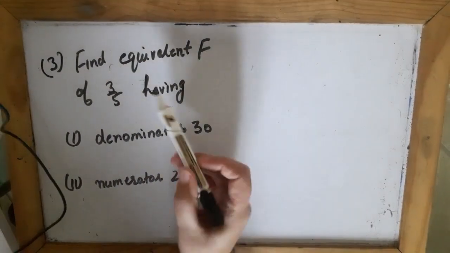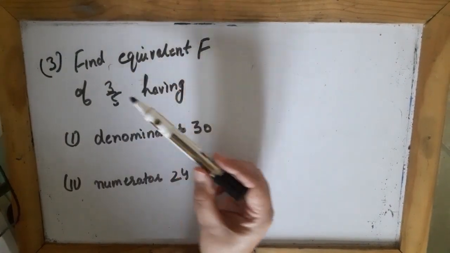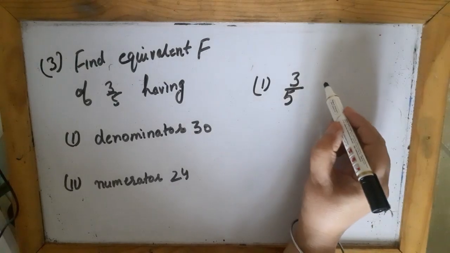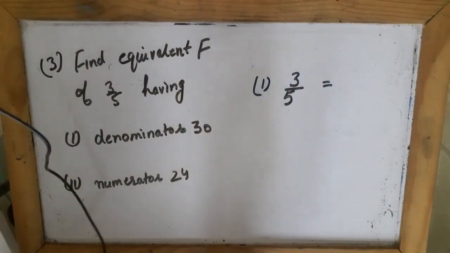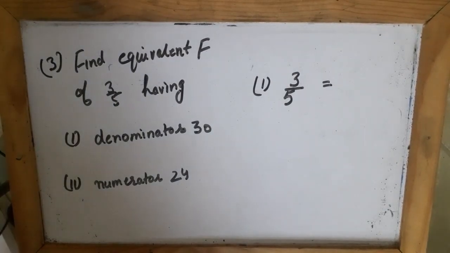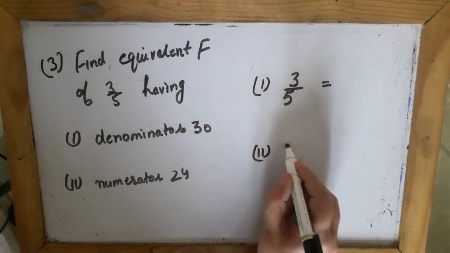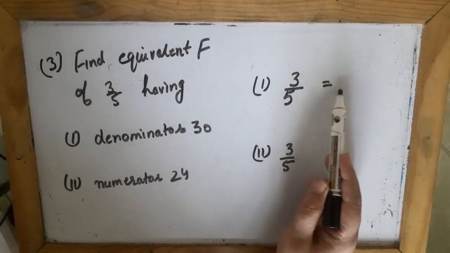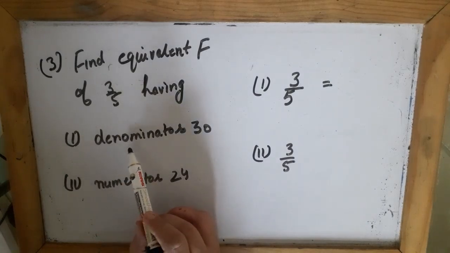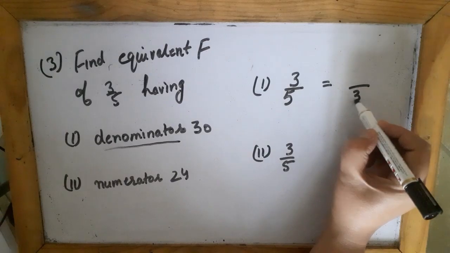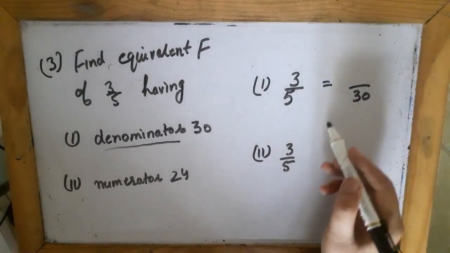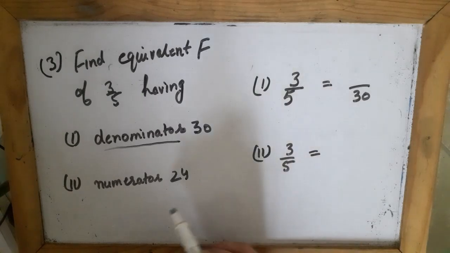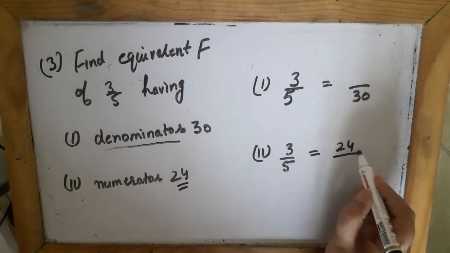Class, now the third question. In the third question they are saying find the equivalent fraction of 3 by 5 having denominator 30. So what are equivalent fractions? Equivalent fractions are those fractions which have the same value, and I told you how we find equivalent fractions: by multiplying the numerator and denominator with the same number. So they are saying find the equivalent fraction of 3 by 5. I'll put a sign of equal to. The fraction which I will find should have the denominator 30. And the second part says that the equivalent fraction of 3 by 4, whatever I find, should have the numerator 24.